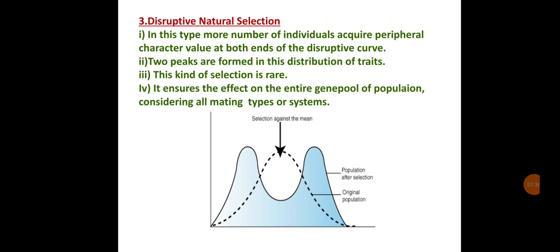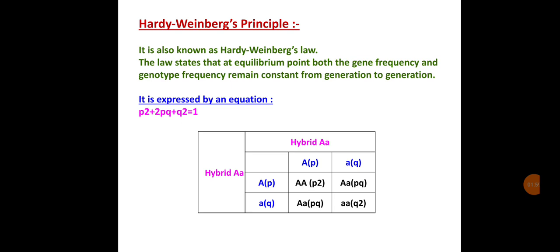Disruptive natural selection. In this type, more individuals acquire peripheral character values at both ends of the curve. Two peaks are formed in this disruptive distribution of traits. This kind of selection is rare. It affects the entire gene pool of the population, considering all mating types or systems.